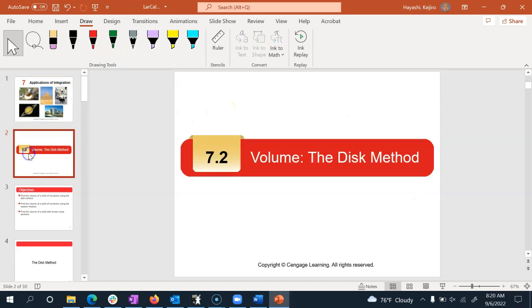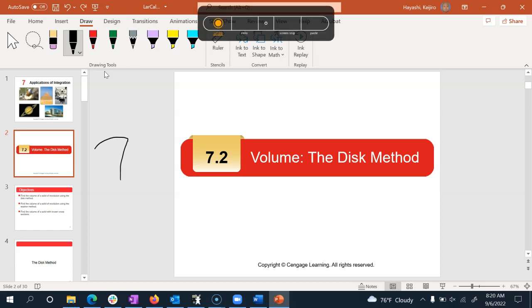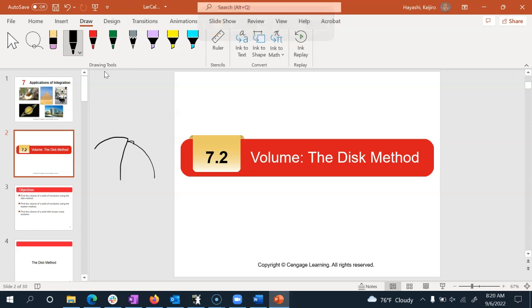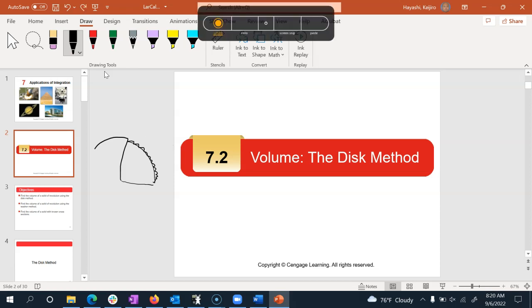I kind of forget what a deli slicer looks like. Those are teeth. Okay, whatever.